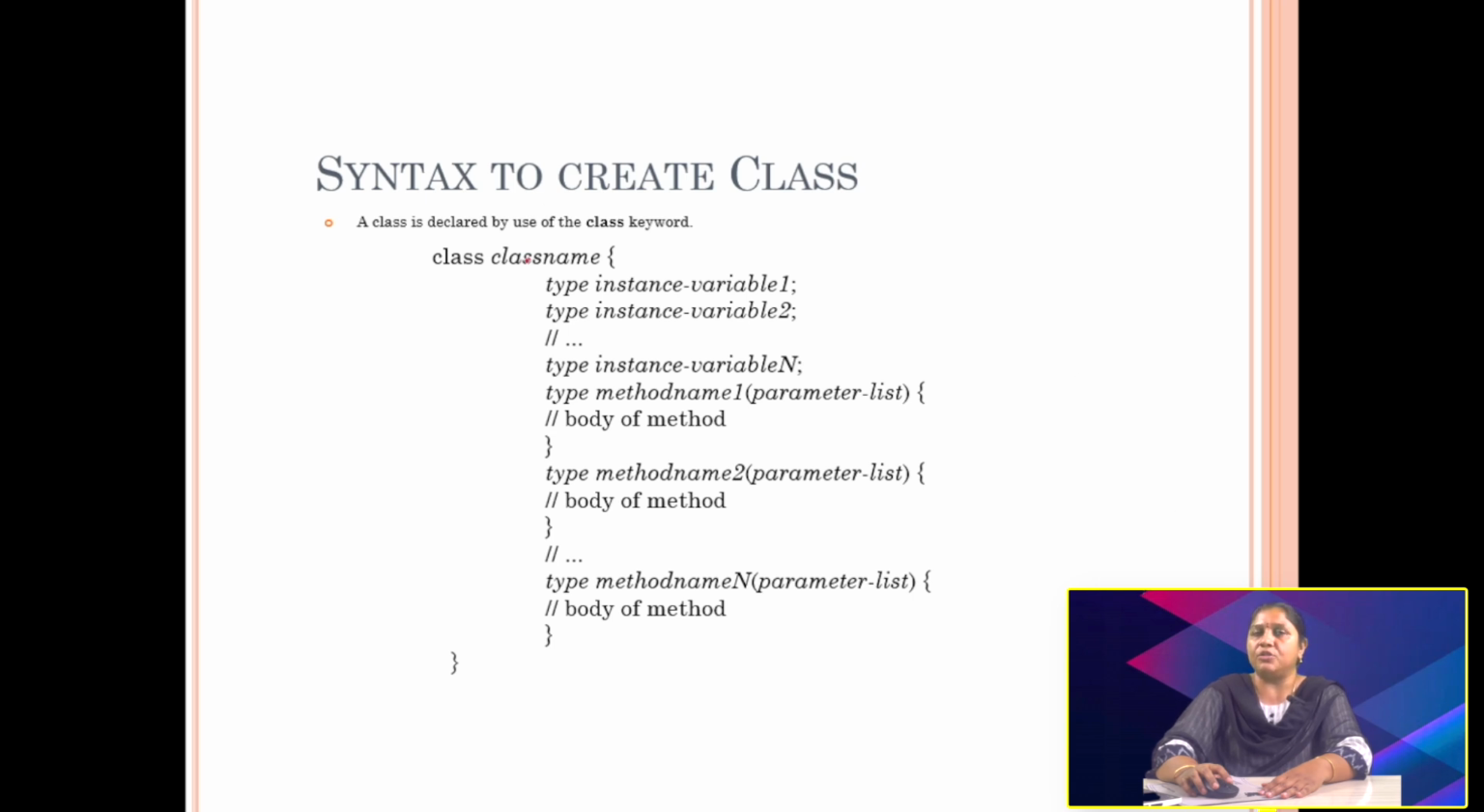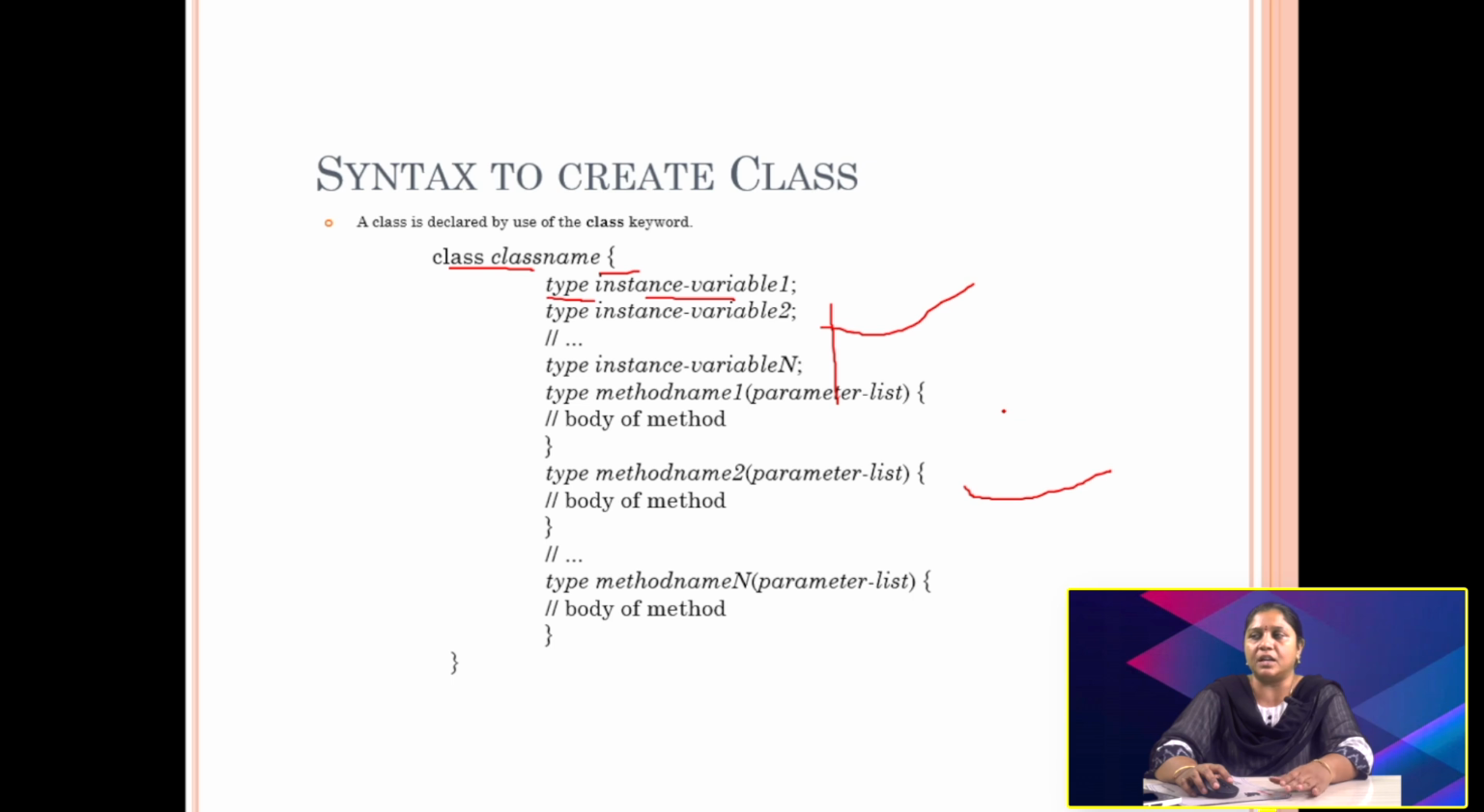After that, we need to mention a flower brace, open flower brace. As we already mentioned, class contains 2 parts, that is member variables and member methods. So here we need to first declare all the variables related to the class, and next we need to define the methods. There is a syntax again separate for mentioning the methods, but regarding variables, we need to mention the data type of the variable, space the variable name. After that, you are going to define the methods. So this is the syntax of class.